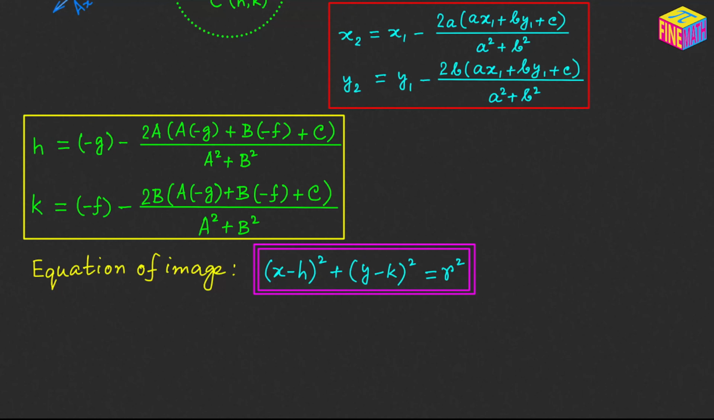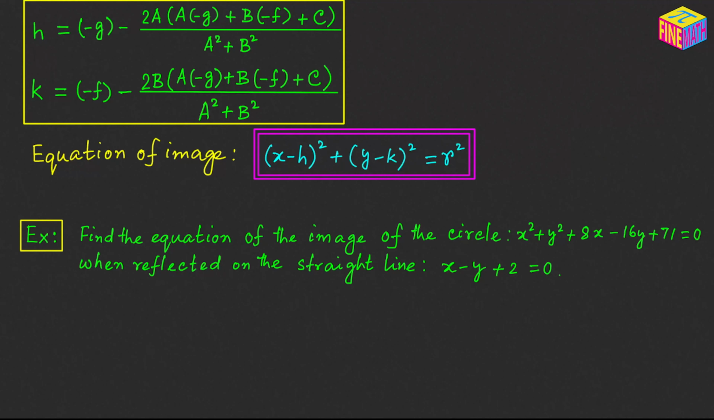Next, I am going to take an example. Let's suppose we have an example like this that says: find the equation of the image of the circle whose equation has been given as x² + y² + 8x − 16y + 71 = 0 when reflected on the straight line whose equation is given as x − y + 2 = 0. So let's try to solve it.